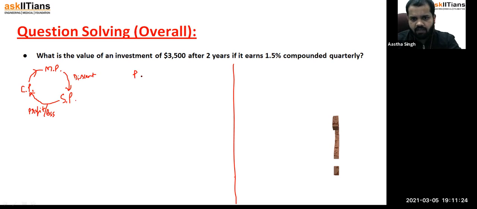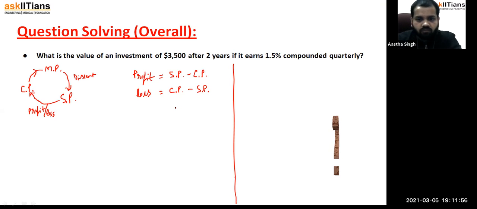You will get some profit when you have bought an item at a lower price and sold it at a higher price. So basically your profit is selling price minus cost price. And loss is cost price minus selling price. You get a loss when your cost price is higher than your selling price.